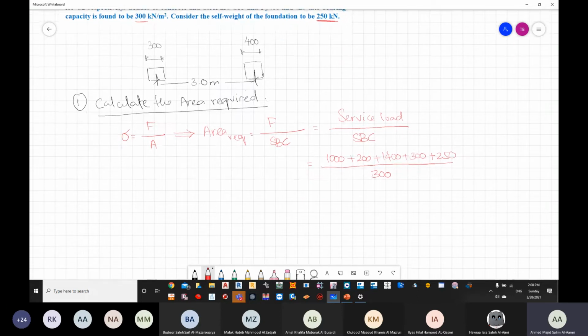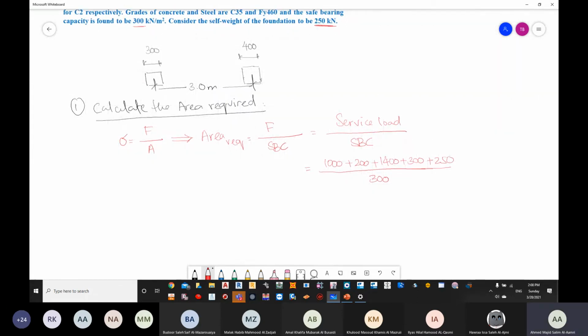Now, can you give me the area required? Can you tell me how much your area is? Okay. So we have got our area to be 10.5 meters square.